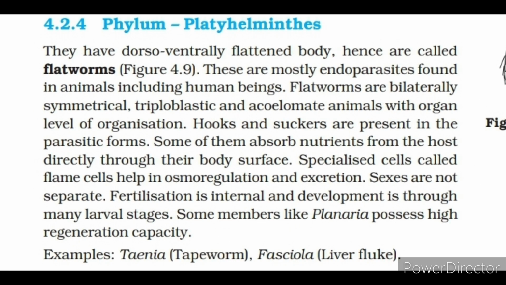Phylum Platyhelminthes. They have dorso-ventrally flattened body, hence are called flatworms. These are mostly endoparasites found in animals including human beings. Flatworms are bilaterally symmetrical, triploblastic and acoelomate animals with organ level of organization. Hooks and suckers are present in the parasitic forms.